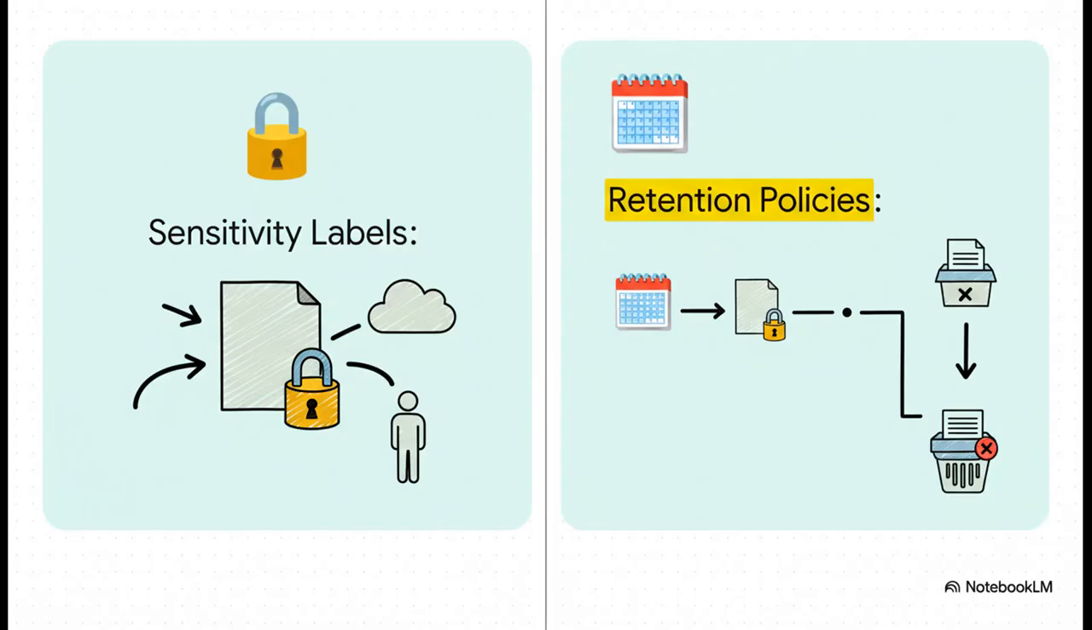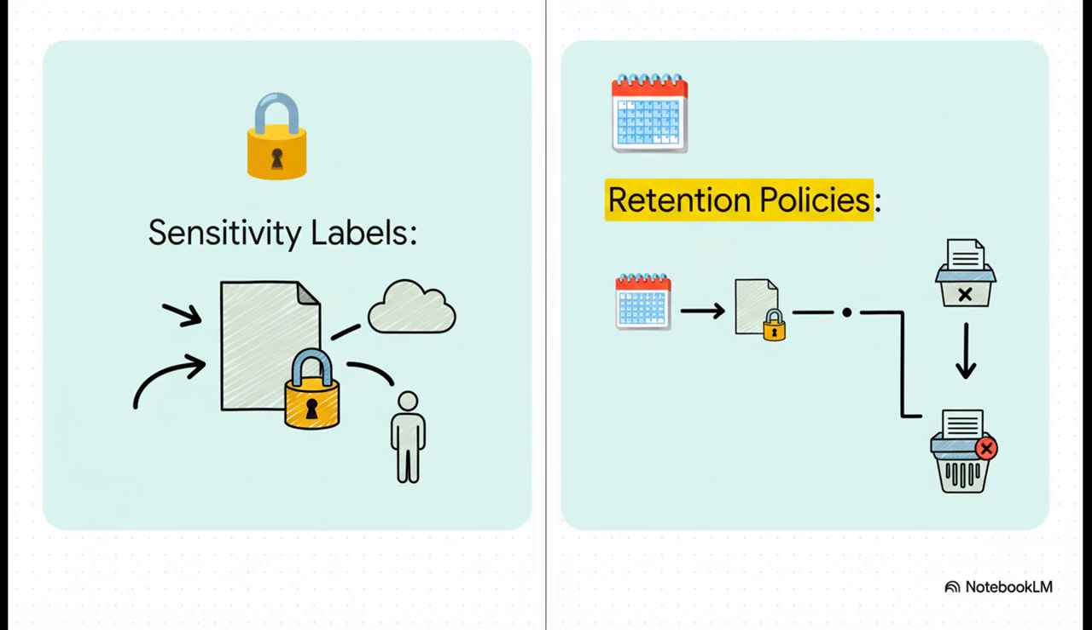Okay, here is a critical point, especially for the AB-900 exam. You have to be able to tell the difference between these two core Purview concepts. Sensitivity labels are all about protecting data in real time. When a user applies a highly confidential label to a doc, that label can enforce encryption and put a watermark on it. The protection travels with the file, so even if it gets emailed outside the company, it stays encrypted.